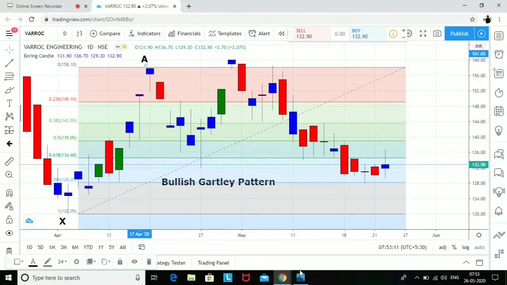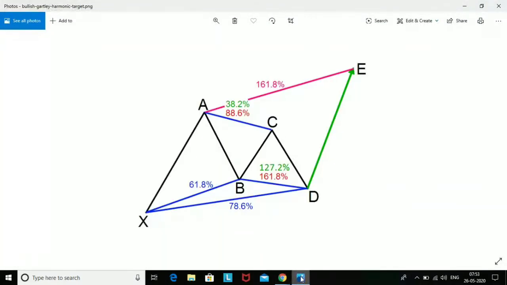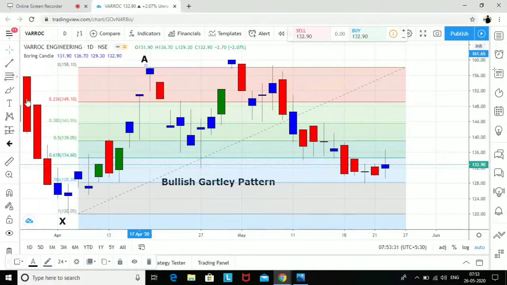Now if I go on to this image, it says B should be somewhere around 61.8. Again, I'm saying that it should not be 61.8 only. It can be 50%, it can be 38.2% as well. But the ideal bullish Gartley pattern looks like this, which is 61.8. So now here, if you see, this is 61.8. This is the line which is 134.